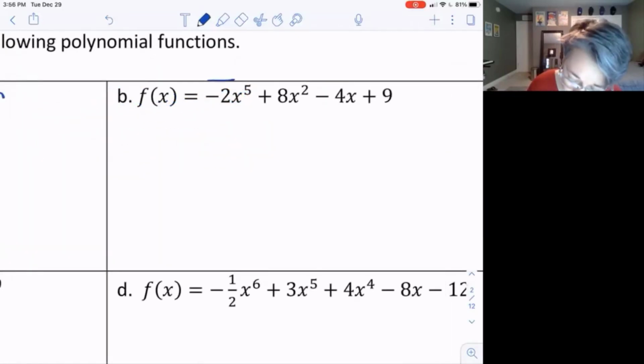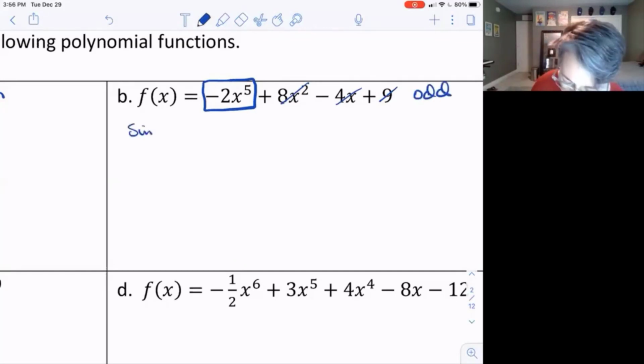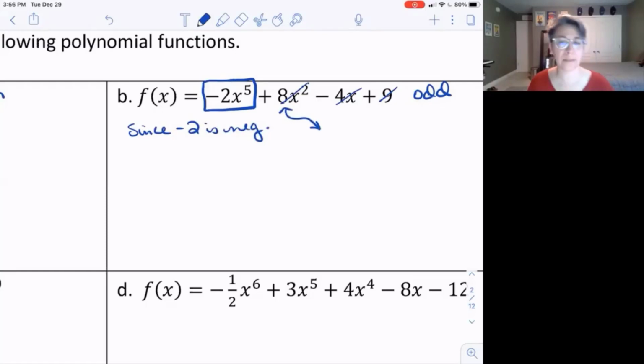For B, looking at end behaviors, we only need to look at our leading term because as x gets really large, 9 becomes insignificant. Even 4x and x squared becomes insignificant compared to x to the 5th. You know, a billion to the 5th power will overtake a billion squared or anything else. So that's why we look at the leading coefficient. So this is an odd degree, and since that leading coefficient is negative, that means it's going to be decreasing. So that will help us with our end behavior.